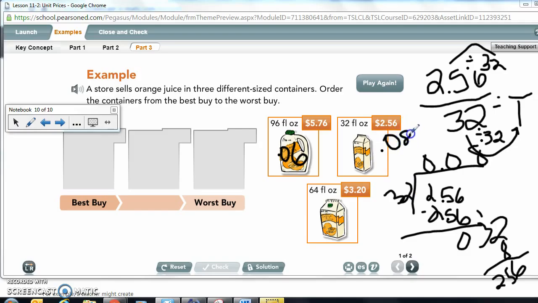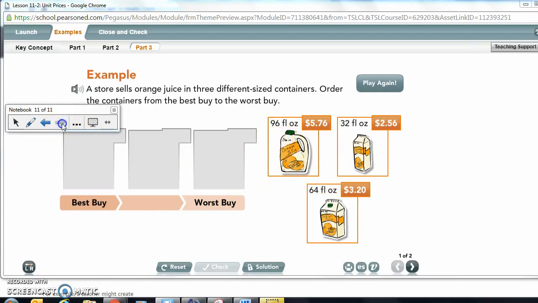So we know right here, what is the better deal? Would you much rather pay 6 cents or 8 cents for orange juice? Yeah, it's not too much of a difference, but so far the big container of orange juice is your best deal. Let's go and try this last one.